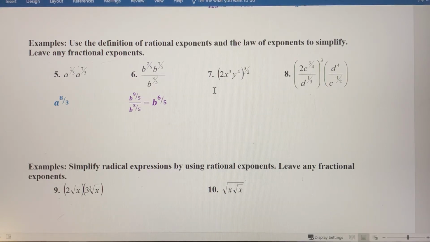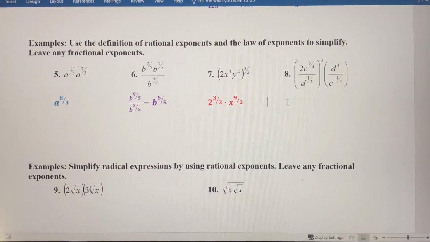Now, number 7, we've got a product here. We've got 2, we've got x cubed, we've got y to the 4th. So 3 different factors there. All factors have to be raised to this 3/2 power. So we've got 2 to the 3/2. We've got x cubed to the 3/2, so we're going to multiply those exponents. That's going to give me x to the 9/2. And y to the 4th to the 3/2.